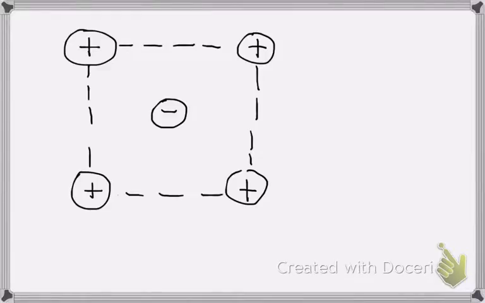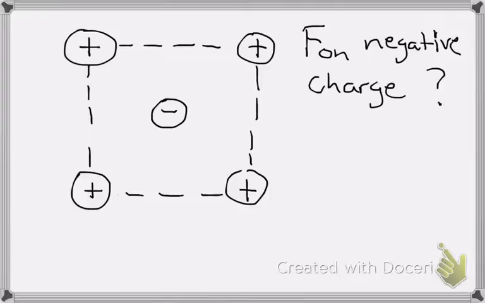Now, here's an interesting little setup. I've got 4 positively charged particles in a perfect square. And all those positive charged particles are the exact same charge. Then I put a negative charge exactly in the middle. The question is, what is the force, the total force, acting on that negative charge?